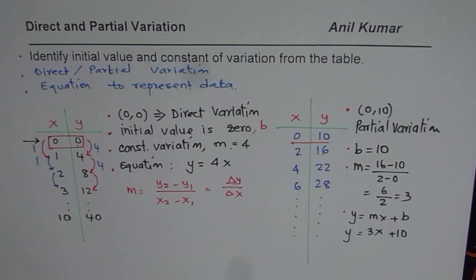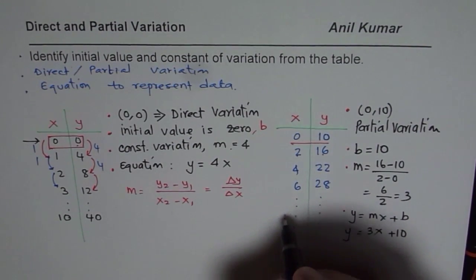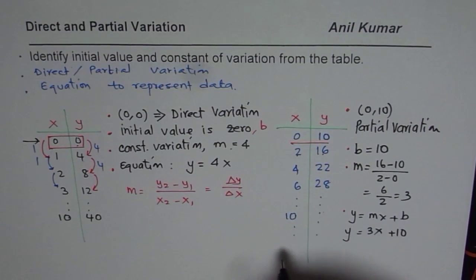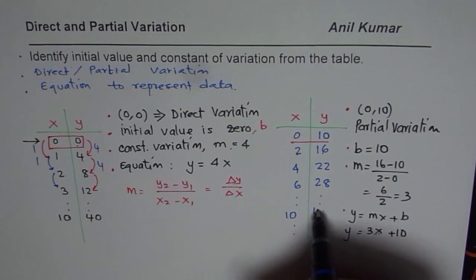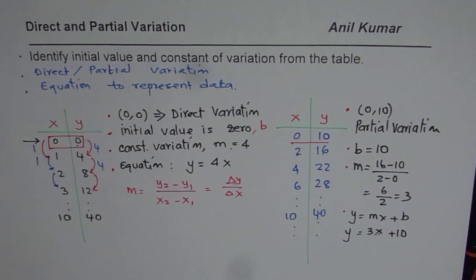The equation helps us to find any other value. For example, if I write 10 here, then what is the value of y? 10 times 3 is 30, plus 10 should be 40. So we'll get 40, correct? So that is how you can calculate other values from the given equation. I hope with this you understand all the concepts required for direct and partial variation. This should help you to answer any question from your book.